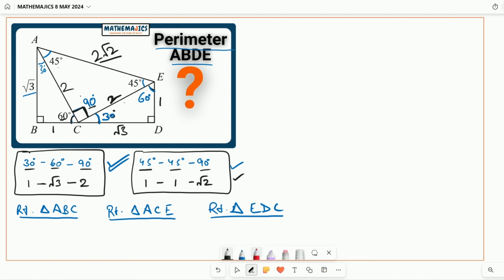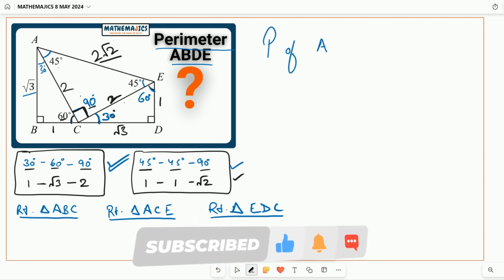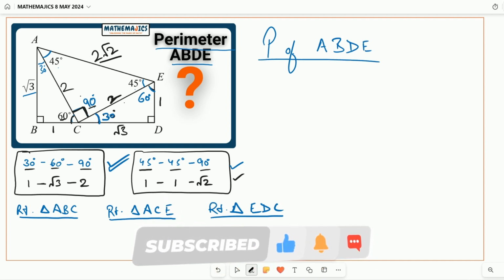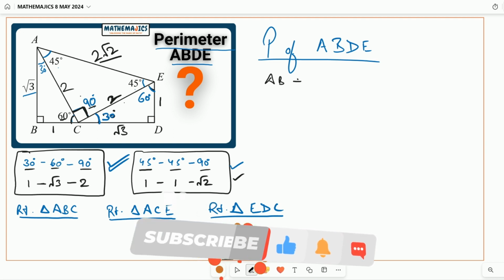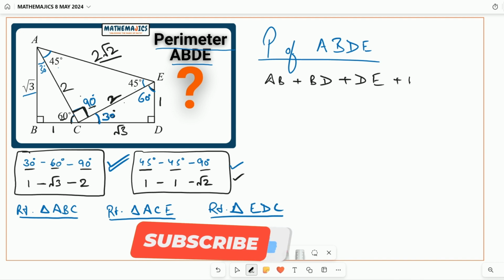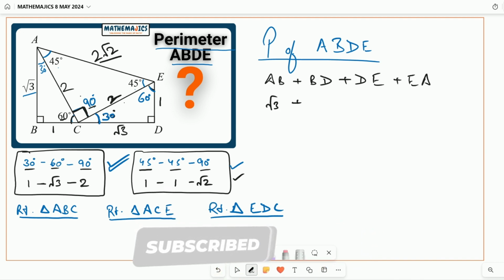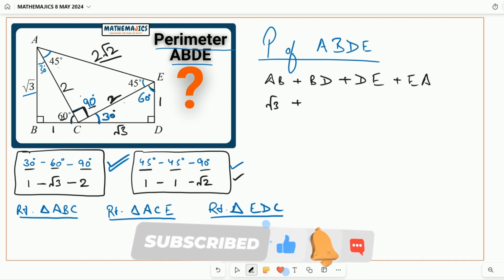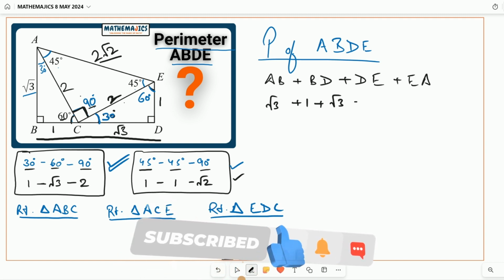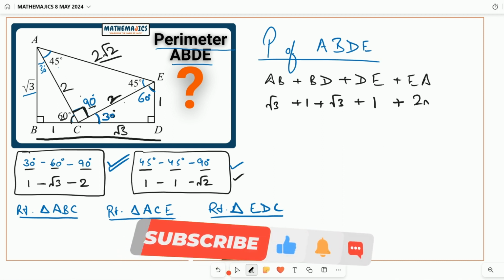Now we need to find the perimeter of ABDE. For that, I should add AB, BD, DE, and EA. So what is AB? AB is root 3. BD is 1 plus root 3. What is DE? DE is 1. EA, we have found out, is 2 root 2.